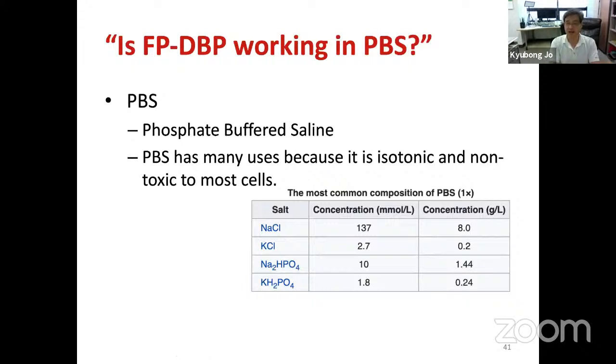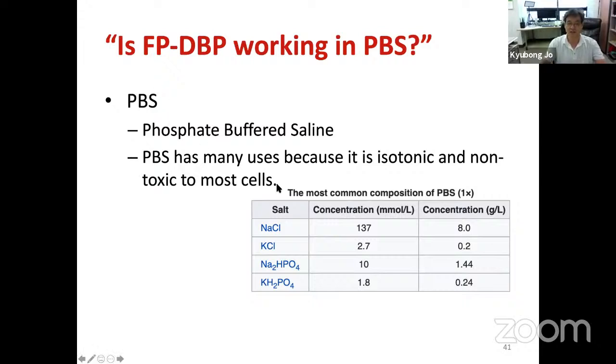After I published this in the paper, I met another scientist from Germany, and she asked me, is your FP-DBP working in PBS? PBS, phosphate buffered saline, is a common buffering system to mimic the physiological condition. But most of the experiments that I presented so far were in 1X TE, which is just 10 millimolar Tris and 1 millimolar EDTA.